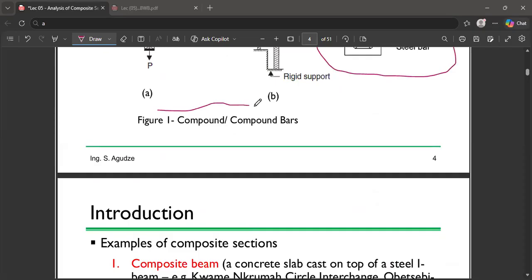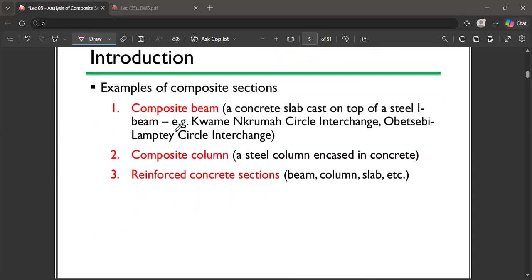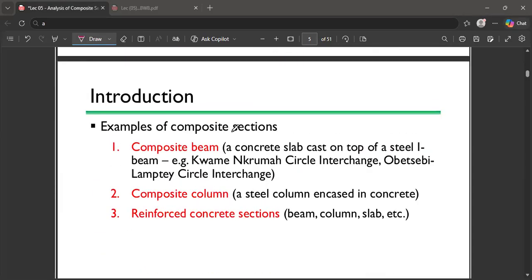So this is a compound bar. When we say something is compound, it means two or more substances. You understand? So let's look at examples of composite sections. We are still under the introduction though.